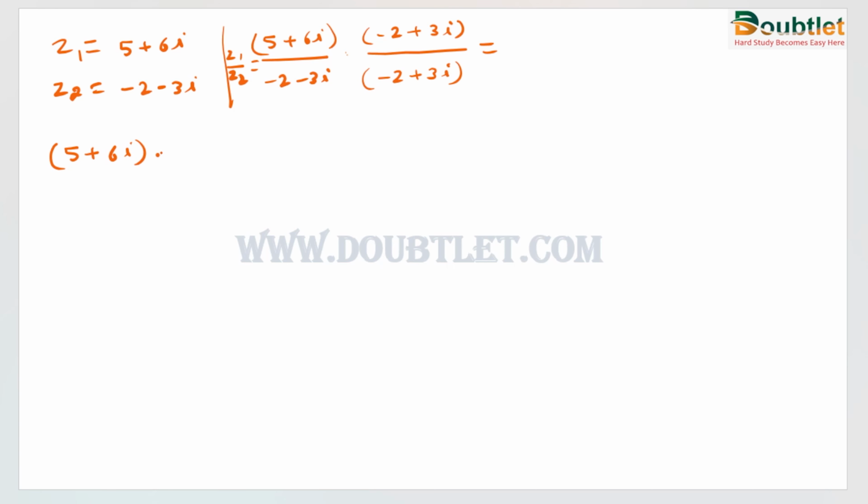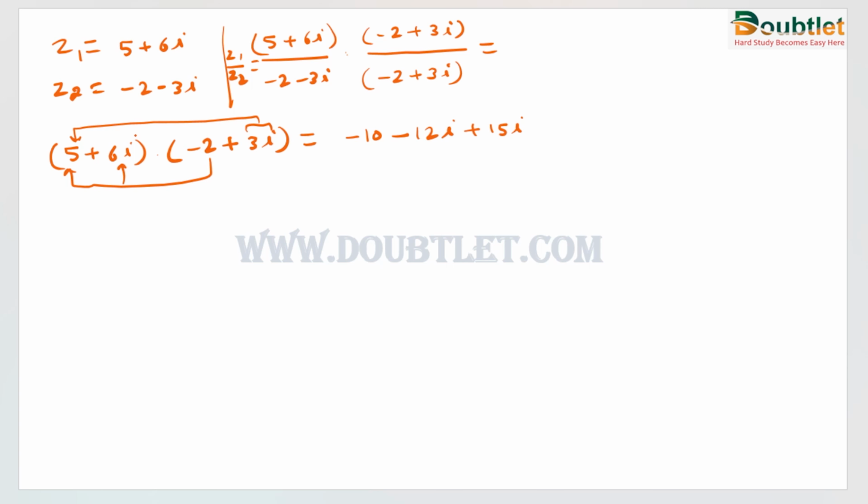This is 5 plus 6 iota multiplied by -2 plus 3 iota. So we will multiply this 5 by this and then by this. So this will become -10, this will become 15 iota. Then we will multiply this whole term by 6 iota. So this will become -12 iota and 18 iota square. Iota square is -1. So this will become -18. If we add these terms, it will become 3 iota, and this will become -10 minus 18. So we can write this as -28 plus 3 iota. Correct?